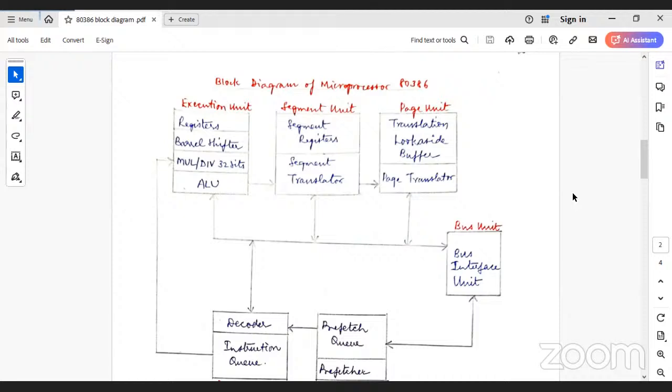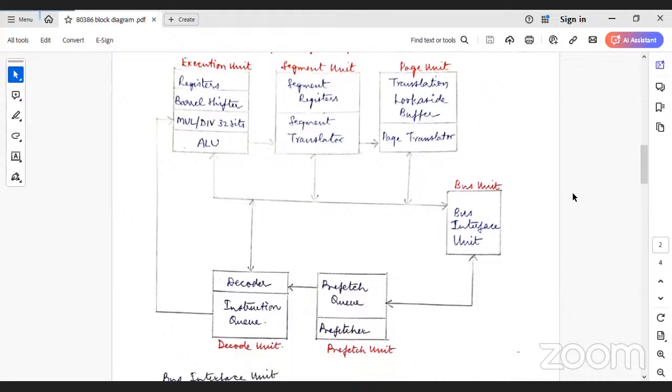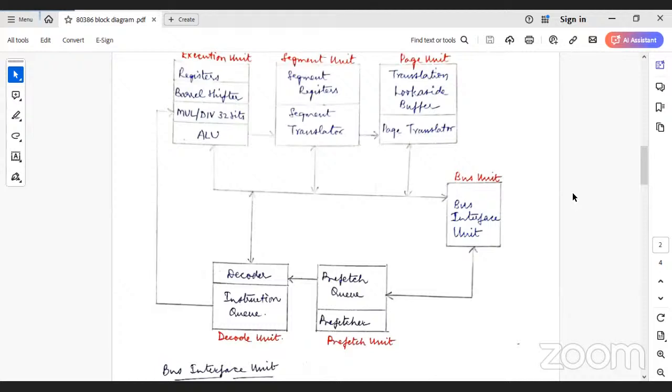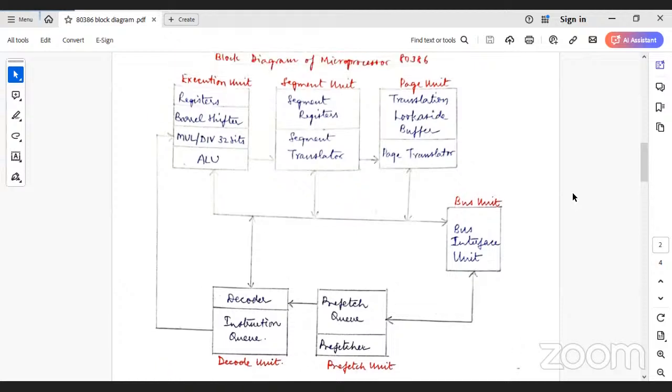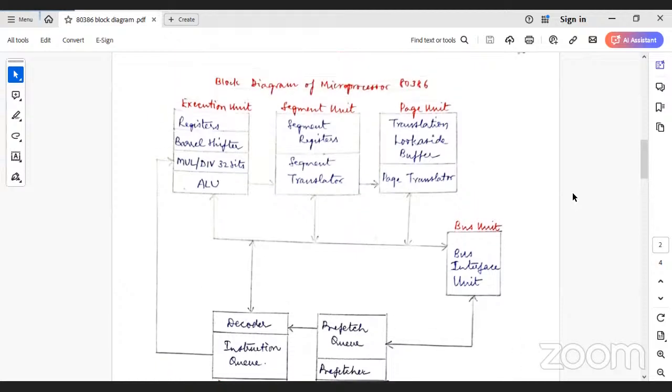Then you have the bus unit. As we said, it has 3 levels of pipelining. For the 3 levels of pipelining, you can see it very clearly in the block diagram. You can also remember it that way. You have a separate prefetch unit, a separate decode unit, and a separate execution unit. So it is very easy to remember this block diagram if you remember the features.